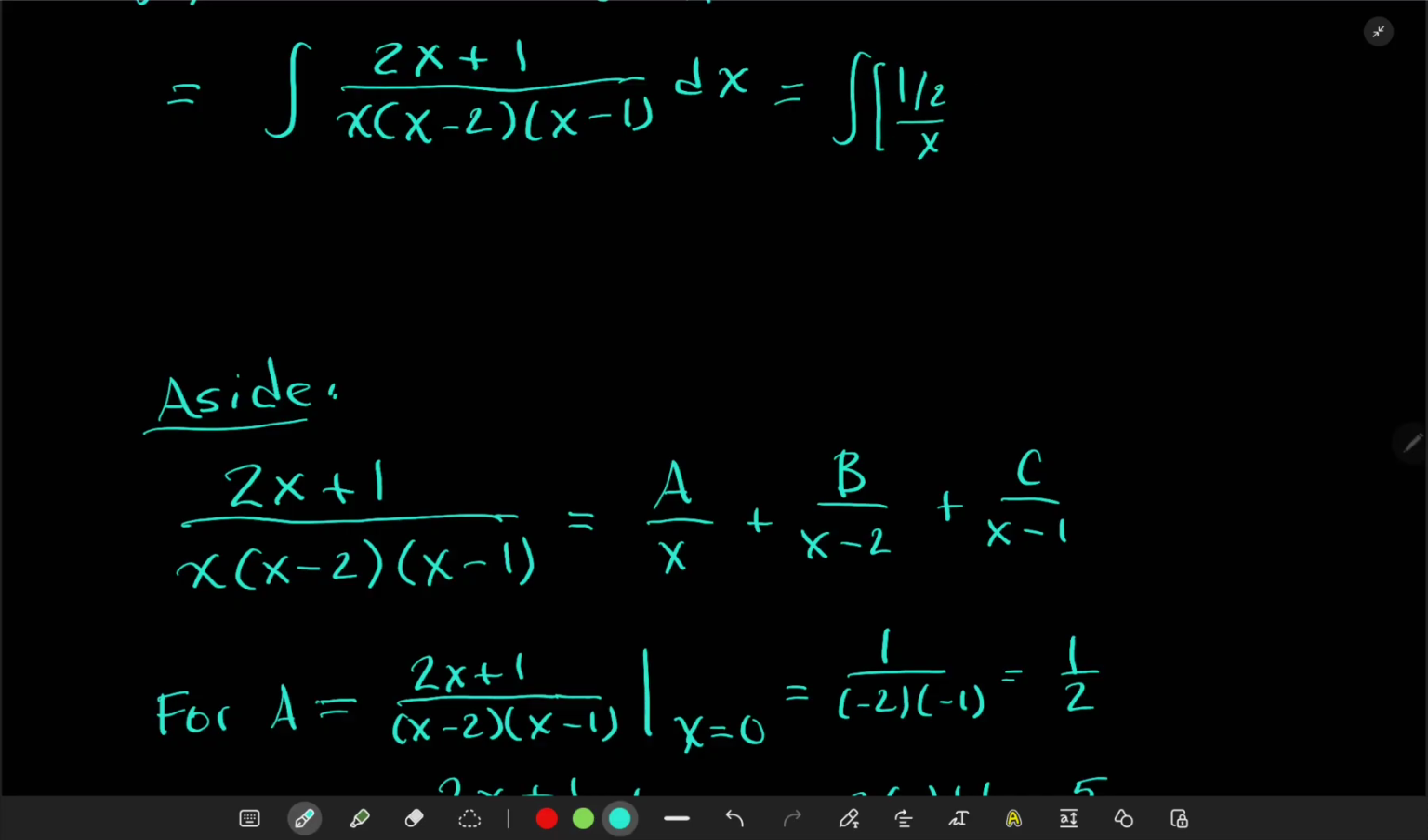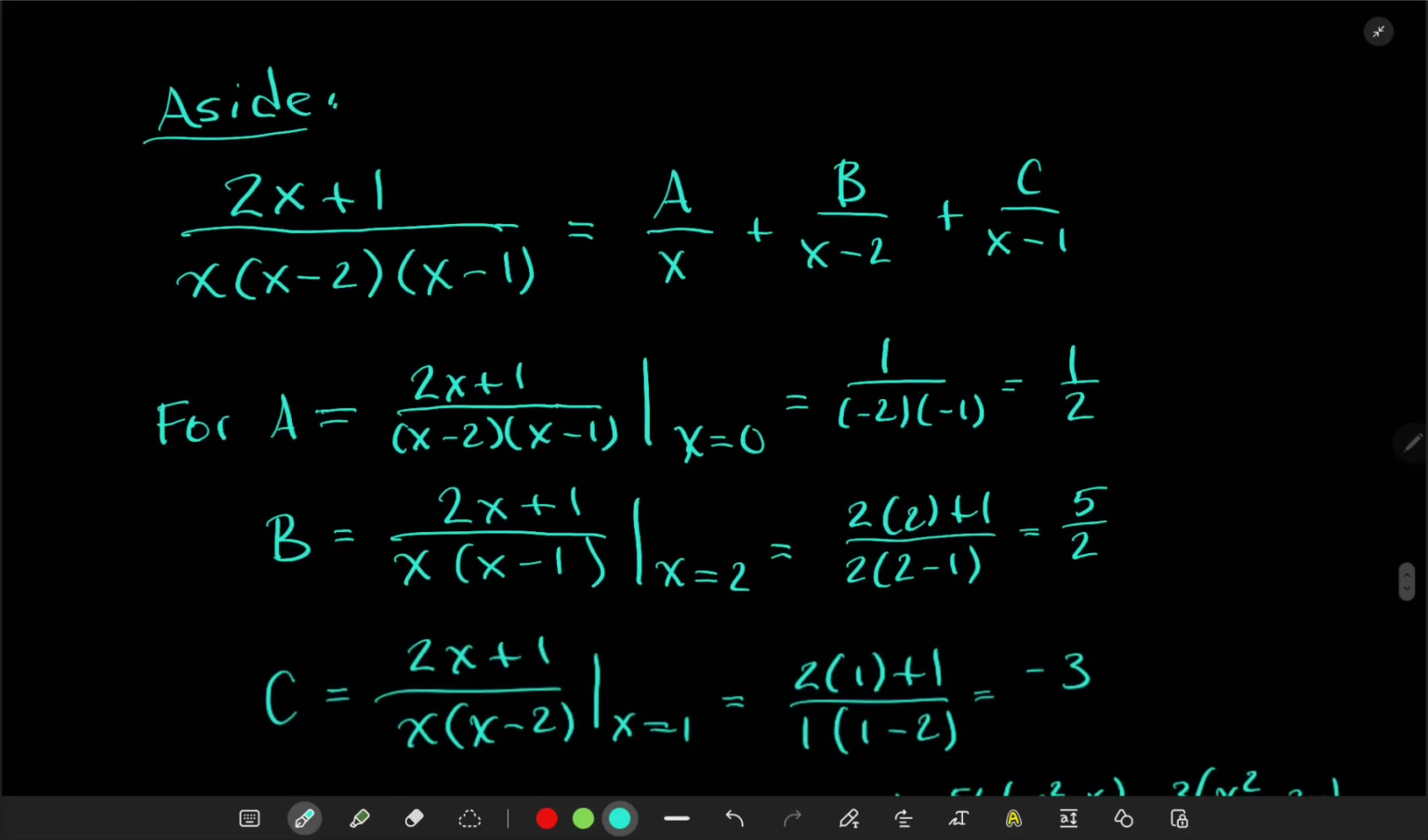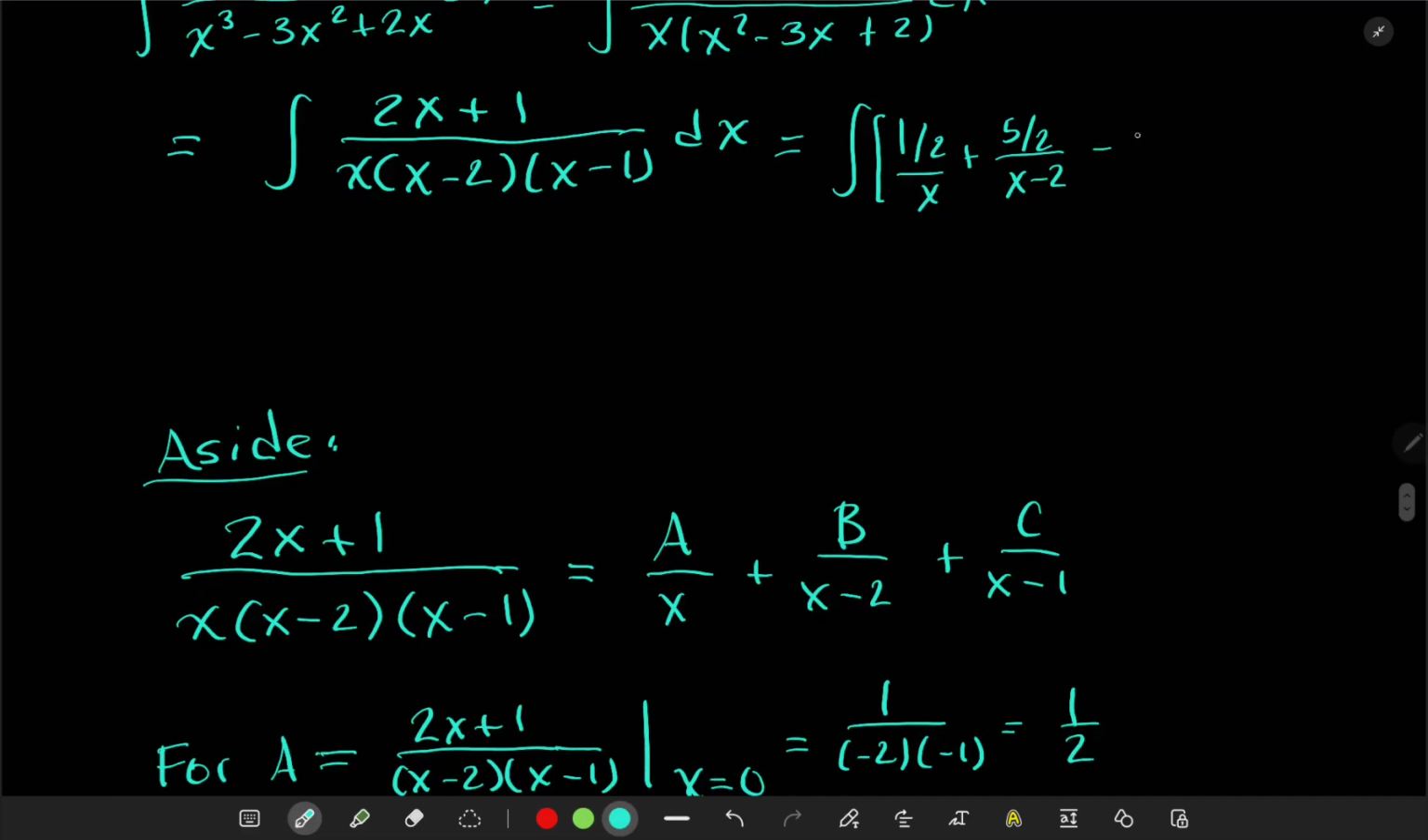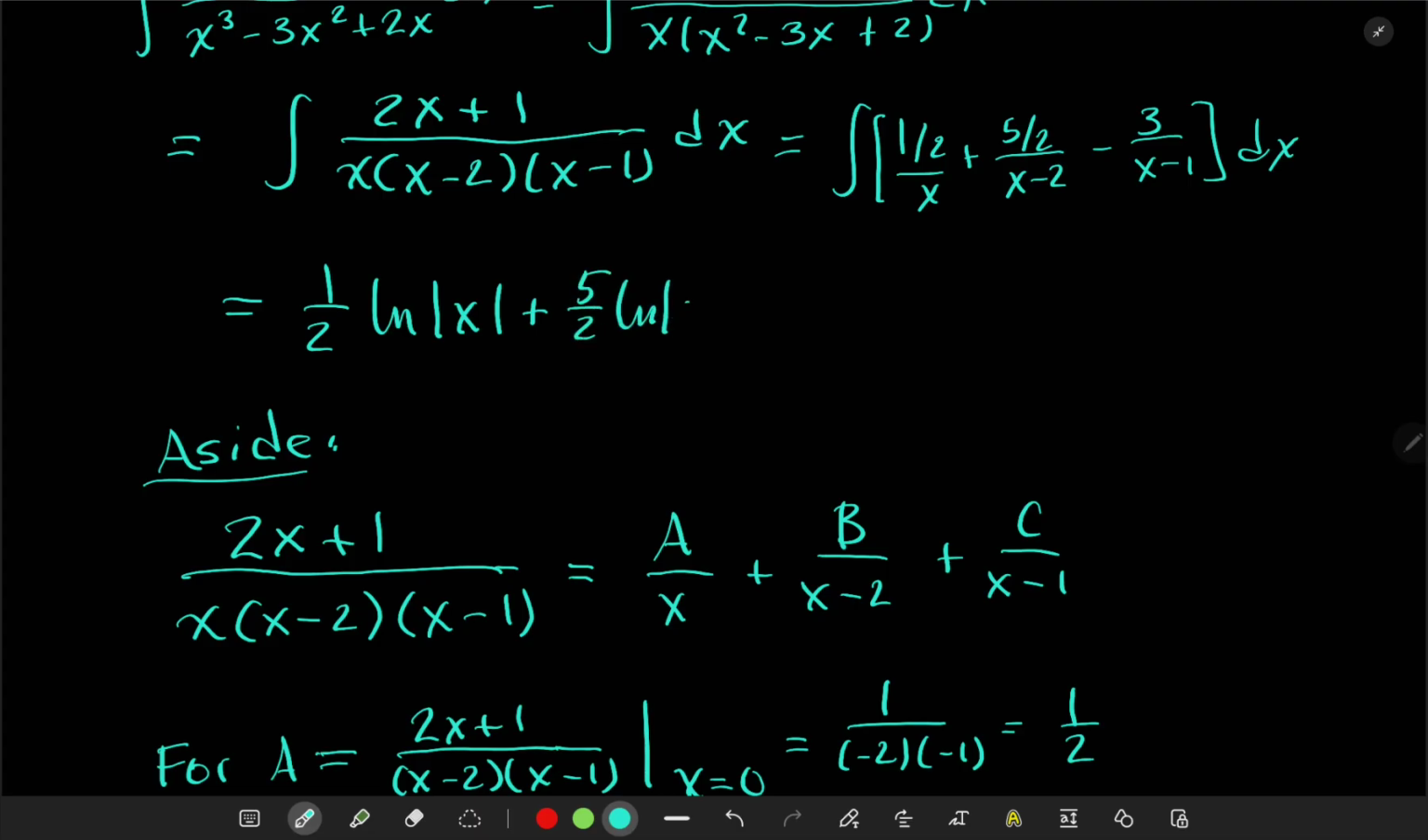And then plus b, which is 5/2, so plus 5/2 of x minus 2. Again, you can do u equals x minus 2 for your integral. And the last one was what? Minus 3, so minus 3 over x minus 1, all of it dx. And so your integral then becomes 1/2 of the natural log of the absolute value of x, plus 5/2 of the natural log of x minus 2. And I forgot to say one thing. Let me finish here, writing minus 3 natural log of x minus 1 plus c.